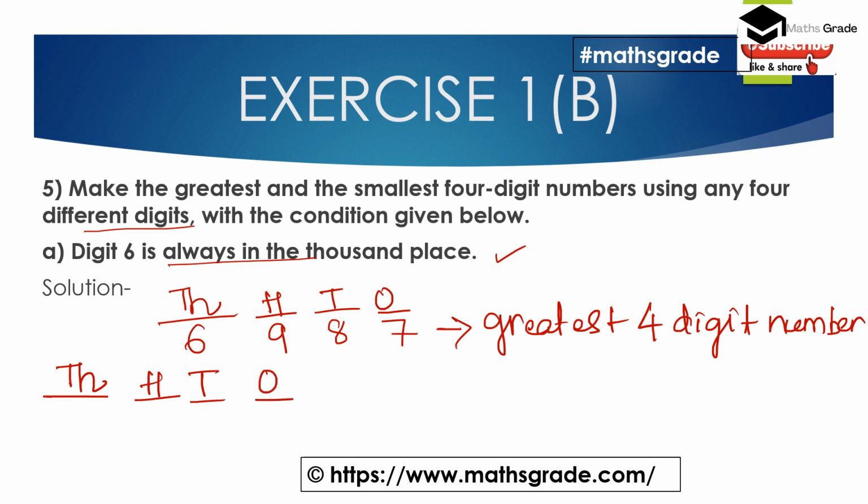Now we have to make the smallest four digit number using any four different digits. 6 is always in the thousands place, then in the hundreds place the smallest digit is 0, then after 0 the smallest is 1, then 2. This is the smallest four digit number, 6012.